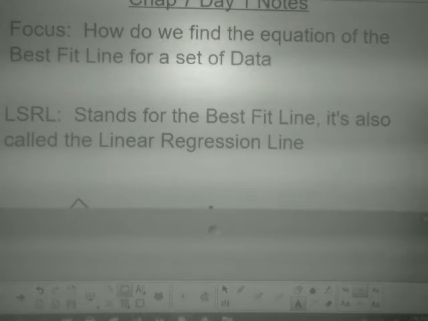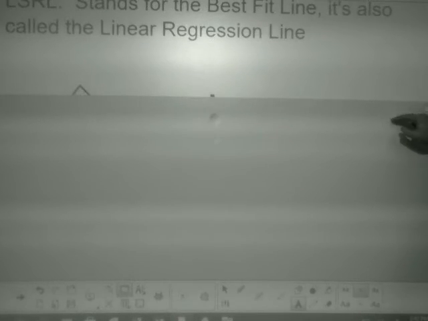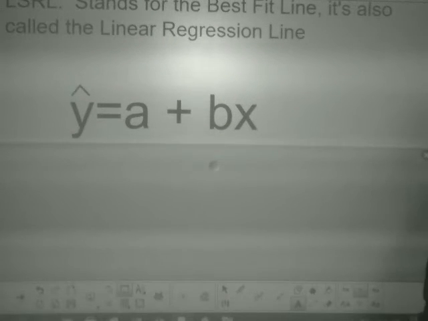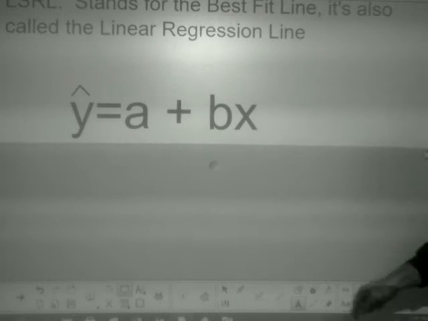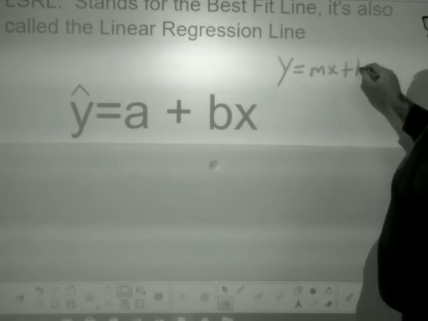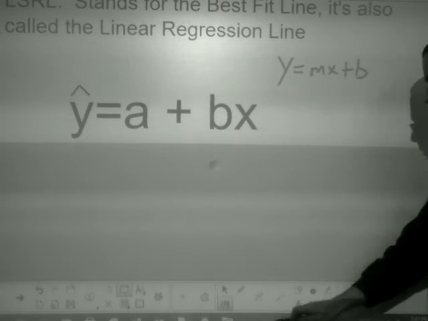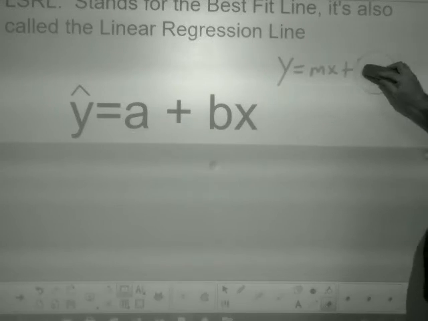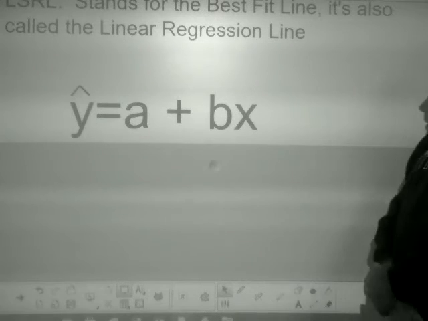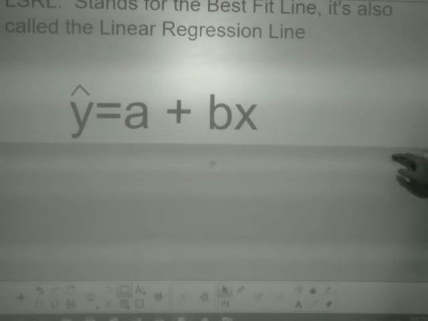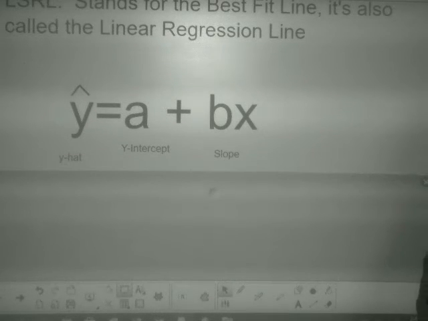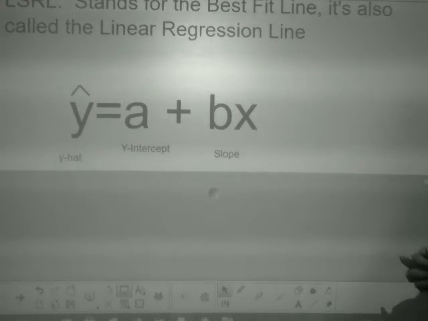And what we're talking about is an equation that looks like this. Y hat equals A plus BX. Now, you might have seen it written Y equals MX plus B in your earlier years, but we don't use MX plus B because the rest of the world doesn't use MX plus B. We use A plus BX. The hat is on there because it signifies we're going to be using this equation to help us make predictions.